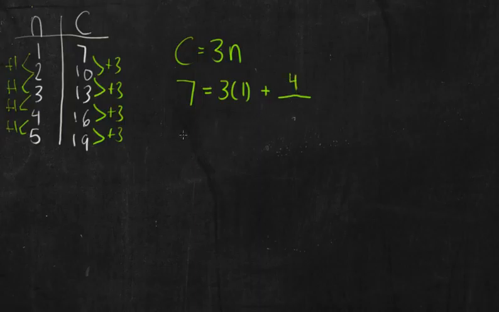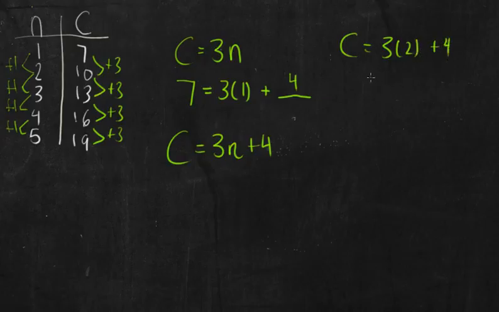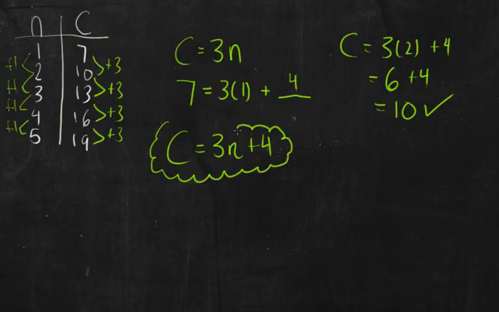So that gives me the relationship C is equal to 3n plus 4. Now let's check and see if this works for another point. So let's just try for 2. So C is equal to 3 times 2 plus 4. So 3 times 2 is 6, plus 4 is 10. So that works. So this is the relation that's represented by the table that we have.